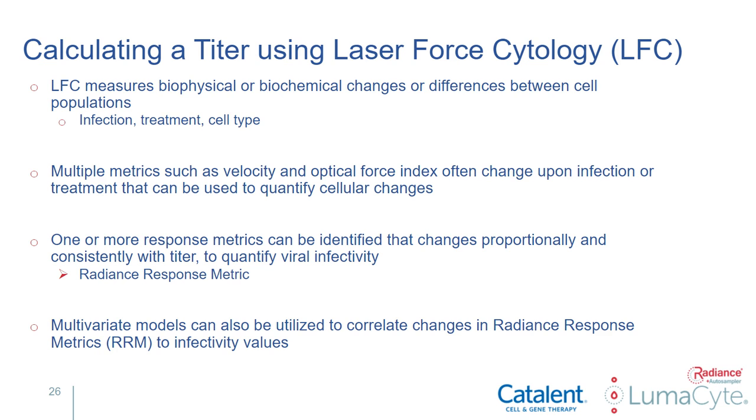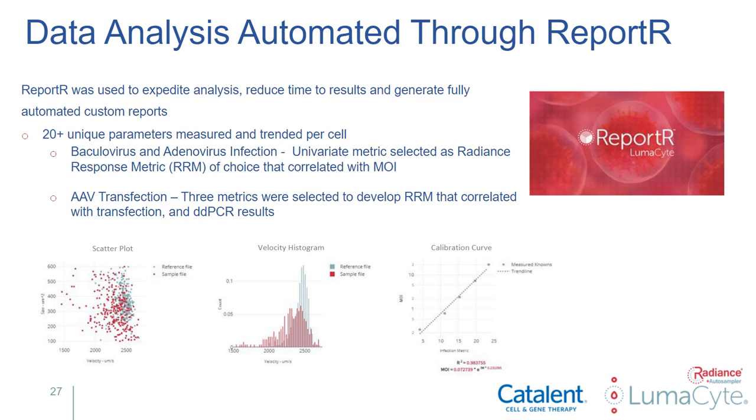And in order to measure this, there are multiple metrics available, such as velocity and optical force index, which change upon infection or treatment, and they could be used to quantify cellular changes. One or more response metrics of the 20 that are measured could be identified to change proportionally and consistently with titer, and that could be used to quantify viral infectivity. And this is termed the Radiance response metric. And multivariate models can also be utilized to correlate changes in the Radiance response metric to infectivity values.